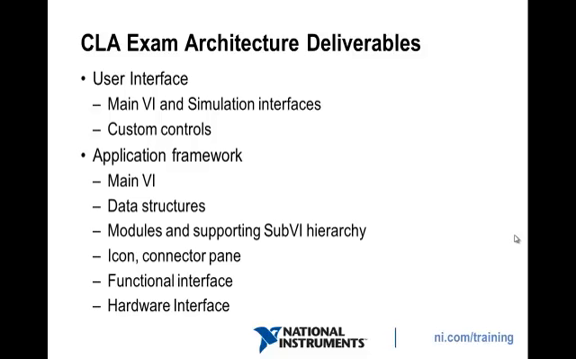Within the application framework, as I mentioned, the main VI is kind of the driver. This is how all of the different modules are called. We'll be looking for the data structures that are used within the different modules and being passed between the modules. There should be a series of these modules, and we'll talk in a little bit more detail about what a module is in this context, and the supporting sub-VI hierarchy that might go with those modules. For example, if you have error handling, you might have more than one VI that comprises the error handling module. We're looking for an icon that has to be somewhat indicative of the functionality and a solid connector pane so that a team of developers would be able to pass data from one module to another module.